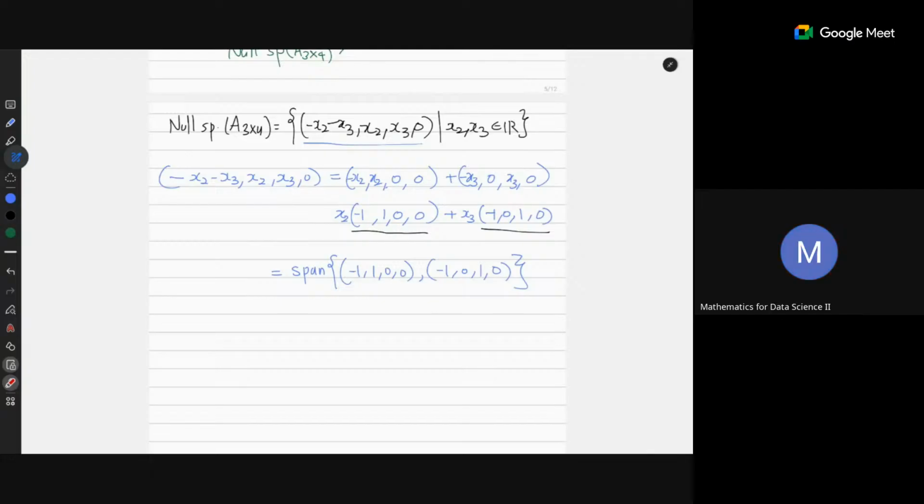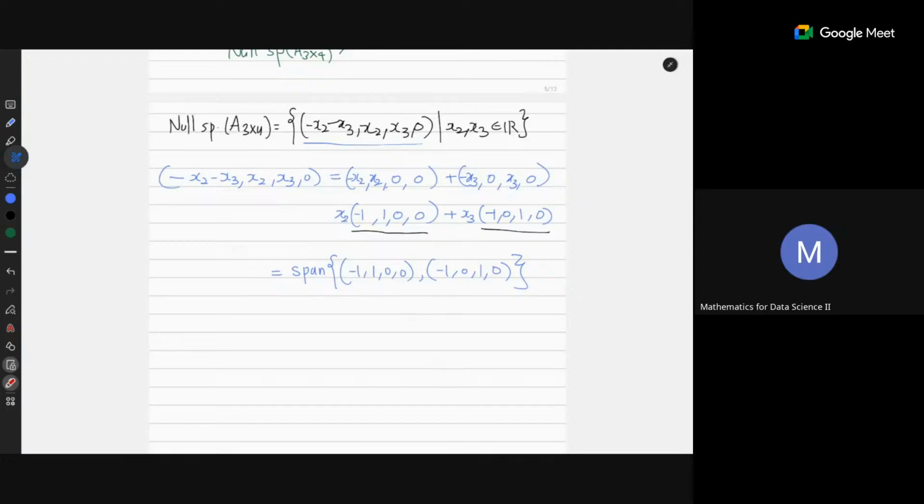Basis of what? I've written down the basis of null space. This is the basis of the null space of A. And the basis of the null space, that is what I'm figuring out, has 2 basis elements. That means the dimension of the null space is 2. It is a subspace of R4. Right?